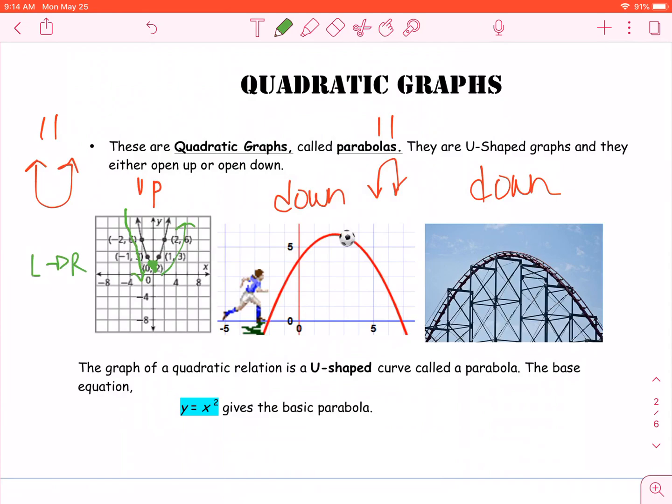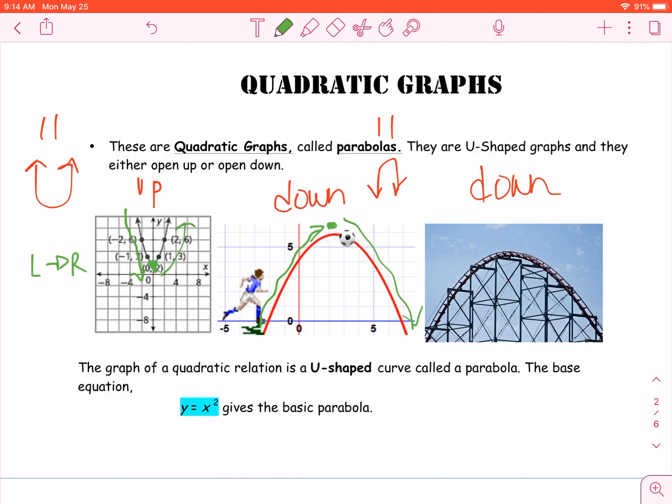In our middle graph, we have a soccer player, and you'll notice after the ball makes contact with their foot, it obviously reaches the highest point, or in this case, a maximum point. Then it returns back to the ground, again changing direction.